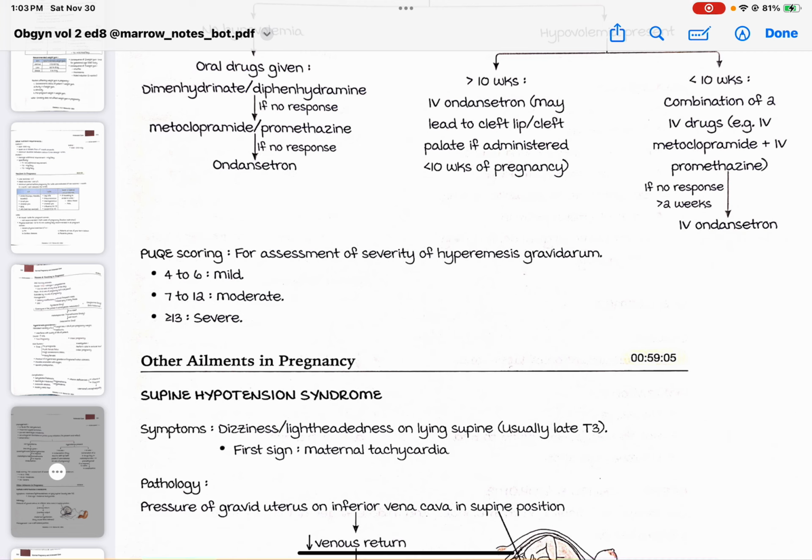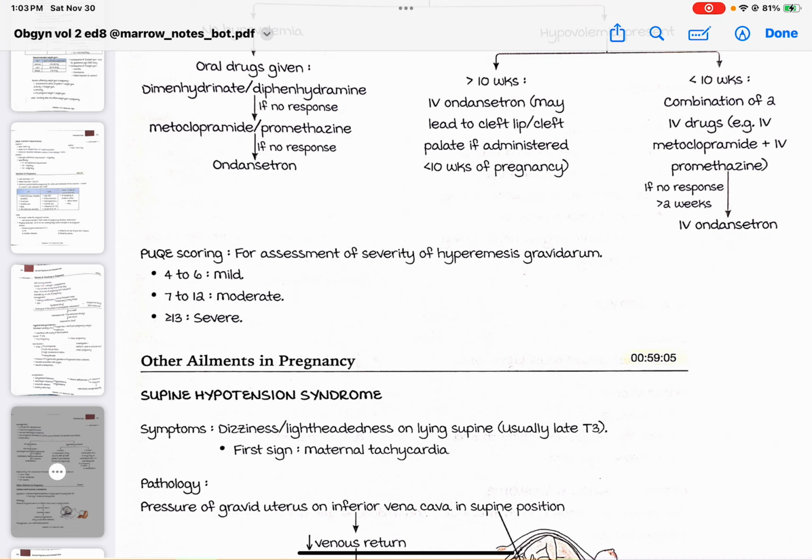PUQE scoring for assessment of severity of hyperemesis gravidarum. 4 to 6 is mild, 7 to 12 is moderate, more than 13 is severe. Other ailments in pregnancy. Supine hypotension syndrome. Symptoms: dizziness, lightheadedness on lying supine, usually late third trimester. First sign is maternal tachycardia.